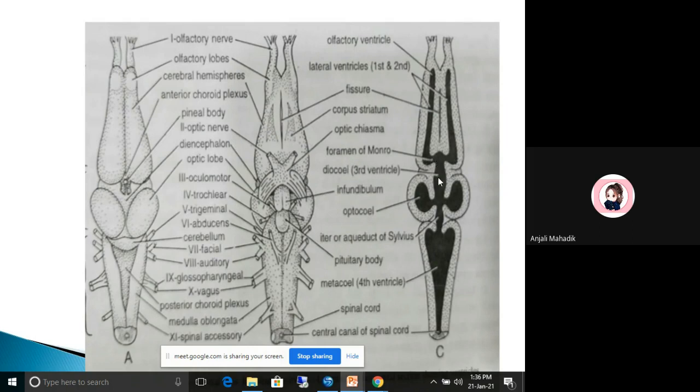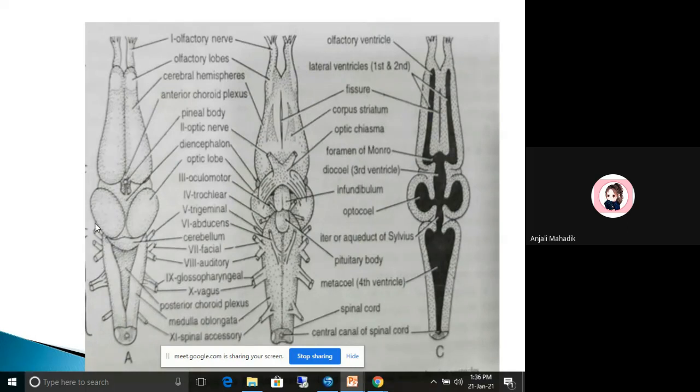Then the diencephalon cavity is called the diocele, or third ventricle. Then the midbrain consists of two optic lobes, and also the crura cerebri, a nervous tissue band present on the lower surface of the brain. It starts from the midbrain and goes up to the last. These are the crura cerebri, also called crus cerebri.